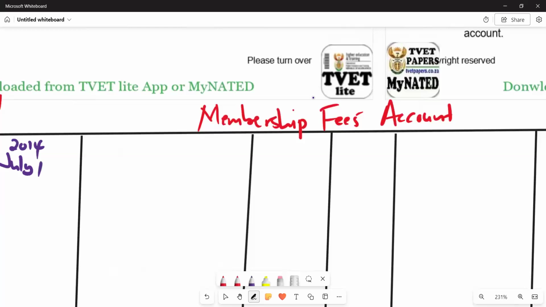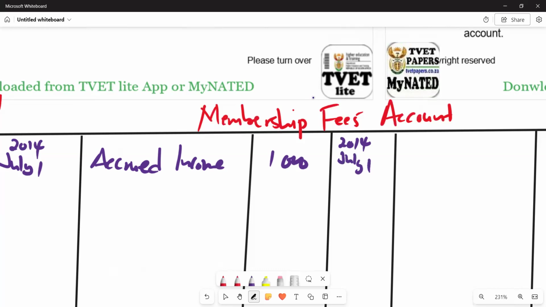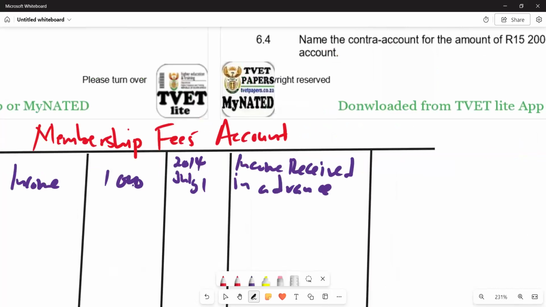And this is going to be our accrued income, and we have 1,000. And again, the date, we have again an opening balance on the debit side, 2014, July 1. And also this one is now income received in advance, and we have an amount of 1,600. So this is what we have.